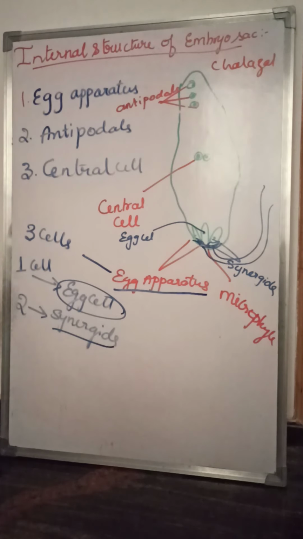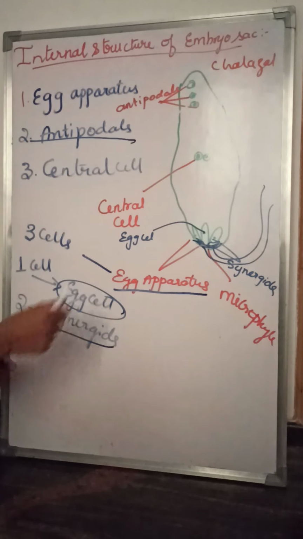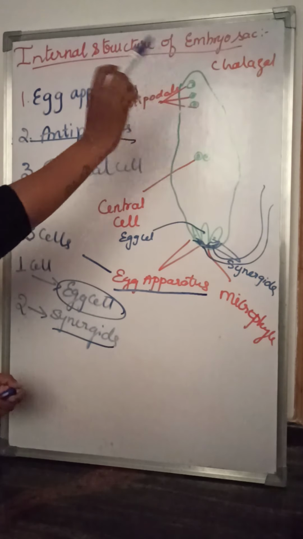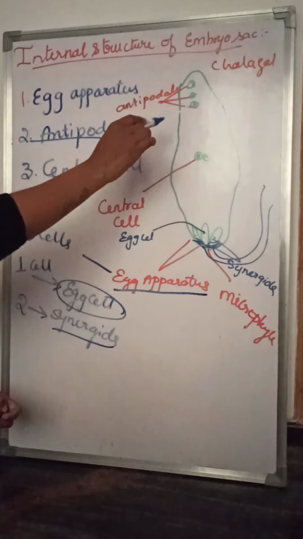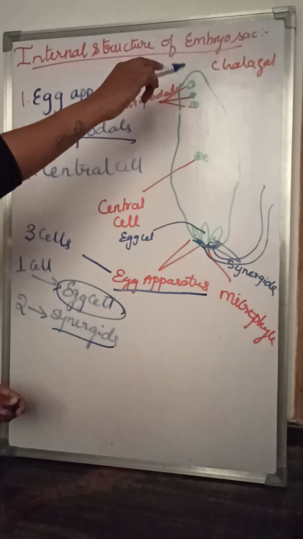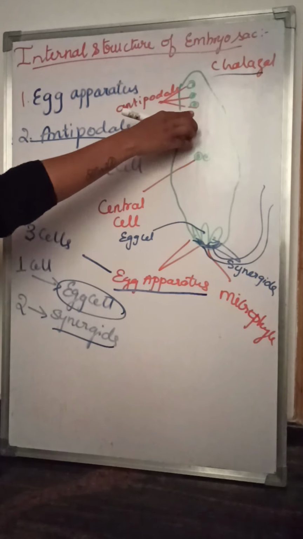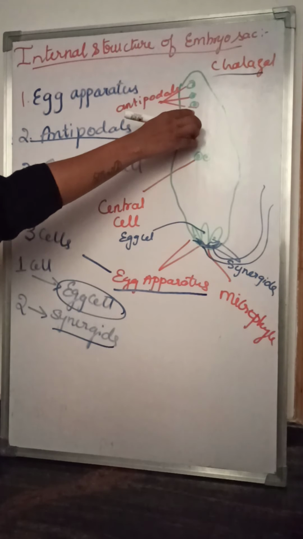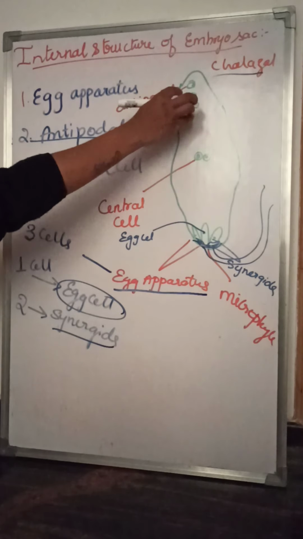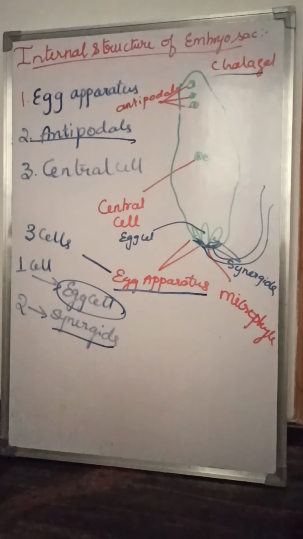And the next set of cells are the antipodals. They are 3 cells, located at the basal end of the ovule. You can see the chalazal, and as I have earlier told, the chalazal is the basal end of the ovule. So these 3 cells are present at the basal end, that is nothing but the chalazal end. So these 3 cells are nothing but the antipodals.